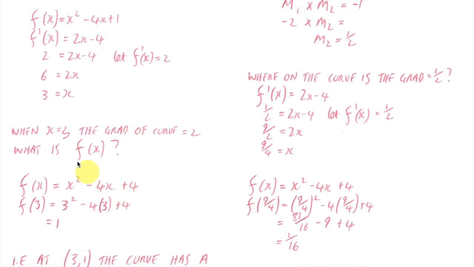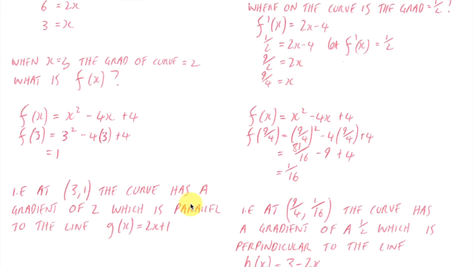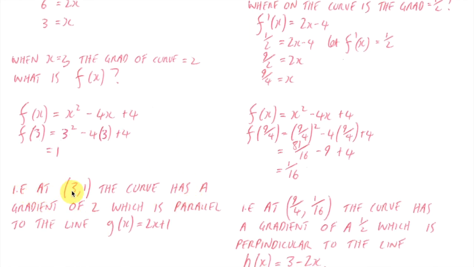But the question is, what is f of x equal to when x is equal to 3? So I take my f of x function, the original function, and I sub x equaling 3 into it, and I establish that it's 1. So what have we found? At the position 3, 1, the curve has a gradient of 2, and this is parallel to the line g of x equaling 2x plus 1.